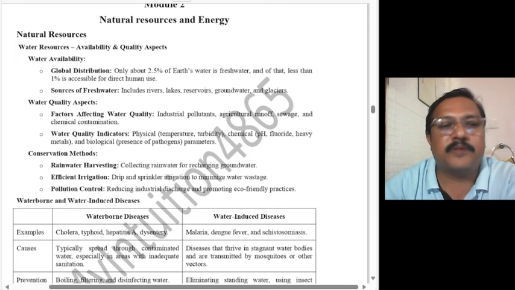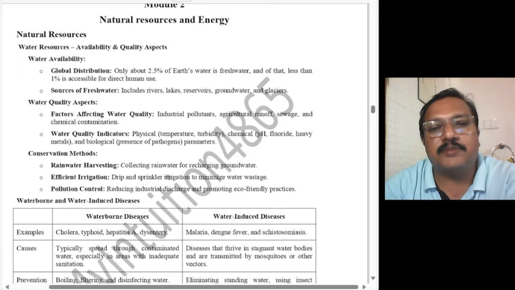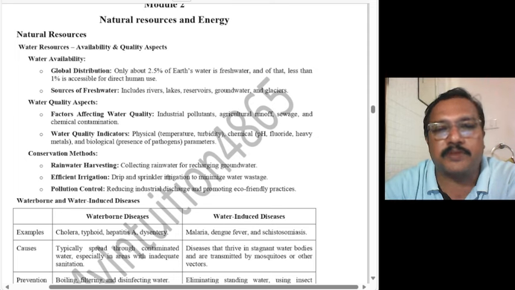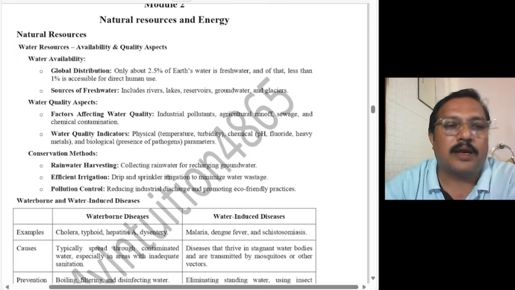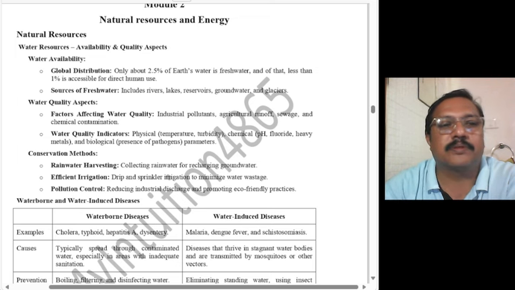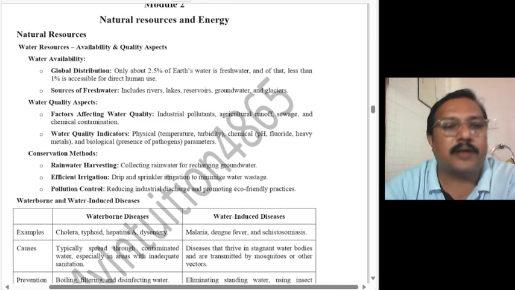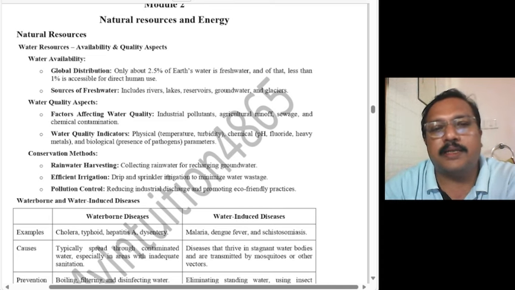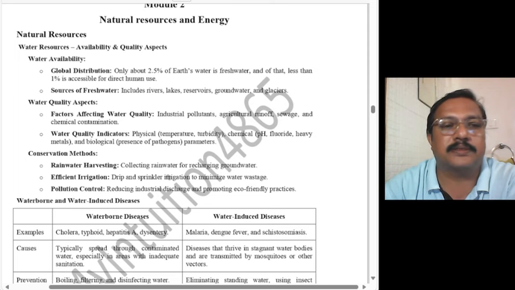Only 2.5% of earth's water is fresh water, but even of this small amount, most of it is frozen in the glaciers and ice caps, or it is very deep underground. So, in fact, less than 1% of total water on Earth is accessible and easy for us to use directly. That's a very small amount of water available for all humans, plants as well as animals. So, where do we get this fresh water?